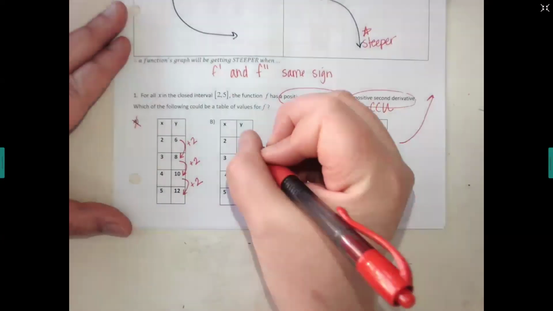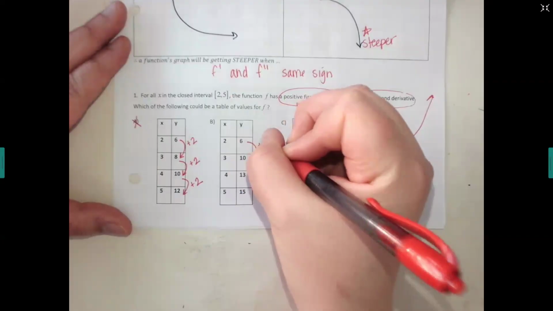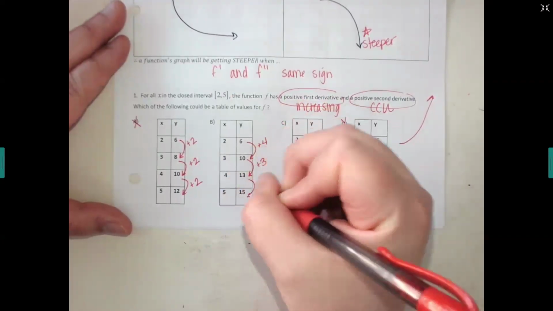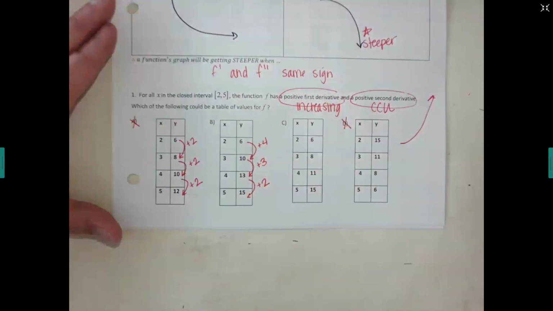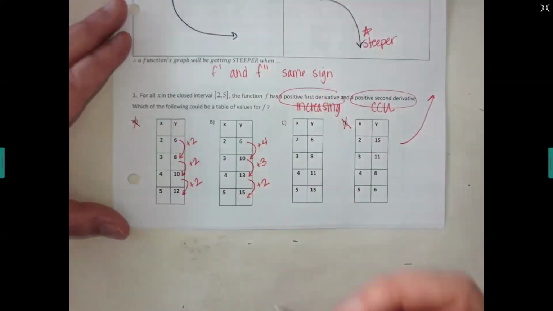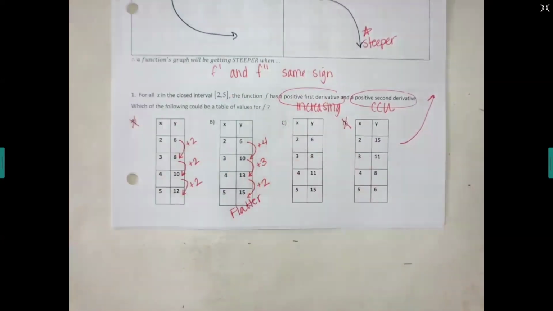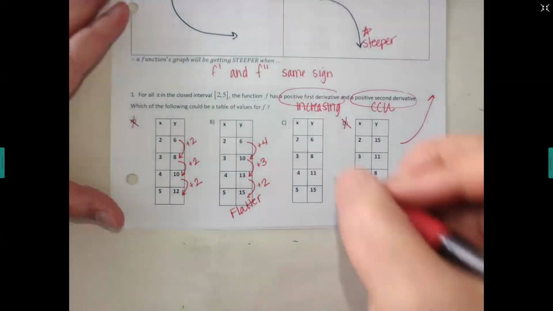From 6 to 10, what's the first jump? 10 to 13, 3. 13 to 15, 2. Are those jumps getting bigger or smaller? Then this graph is flattening out. Okay, and I don't want it to be getting flatter. I want it to be getting what? Steeper. So look at the last one.